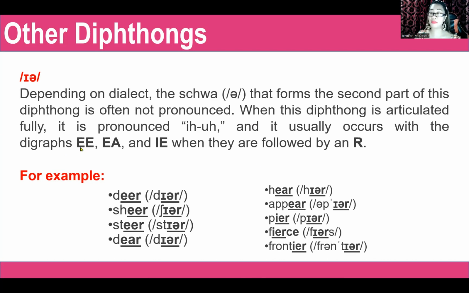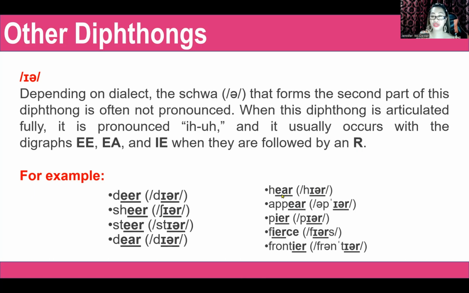When we say digraphs, the combination of sounds or spelling or letters, the EE, the EA, and the IE, when they are followed by the R. For us to have a clear perspective on this one, let's have the examples. This one, the IE, inverted letter E, with capitalized letter A in front. Dear. IPA as dear. Sheer. Steer. Dear.